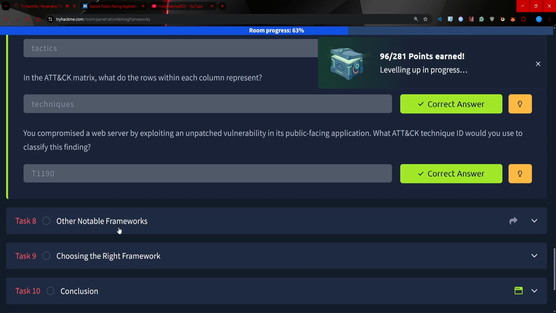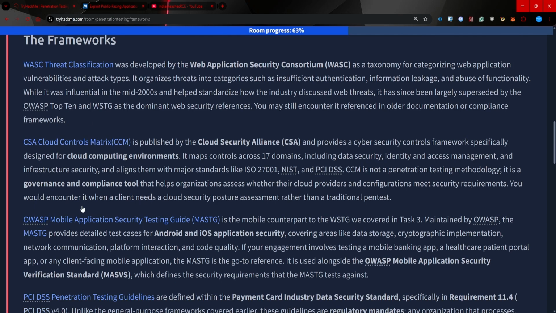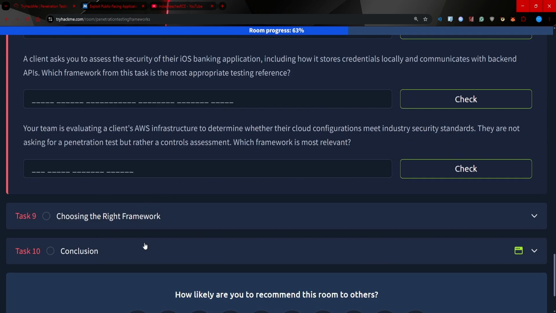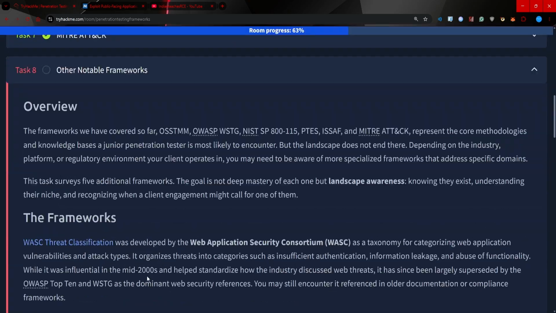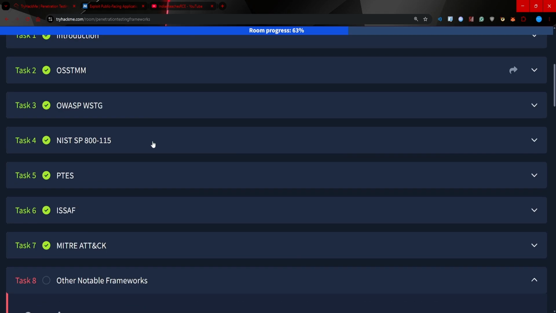Yes. Other notable frameworks. Wow, it's been 1 hour, 59 minutes by the way. And we still have so much to read. See, this is the issue, man. This feels so huge. But whatever, let's do it.